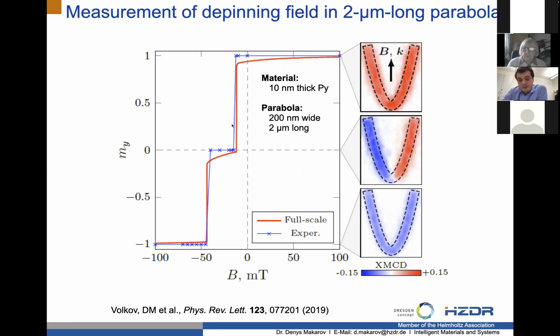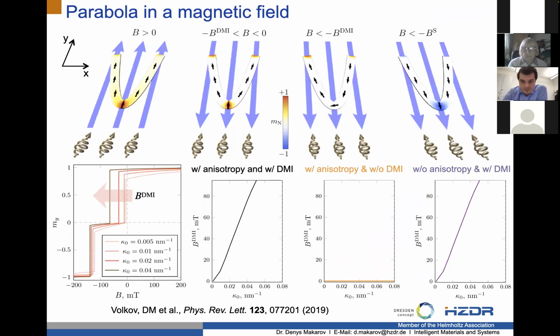I will not discuss too much the physics of this, but there is a rigorous way to prove experimentally and theoretically that this additional pinning field at low fields in hysteresis is due to the pinning of a magnetic domain wall at the apex of the parabola, and the physics behind it is a curvature-induced Dzyaloshinskii-Moriya interaction. Yeah, so now we are coming back to the curvature effects which were discussed before.